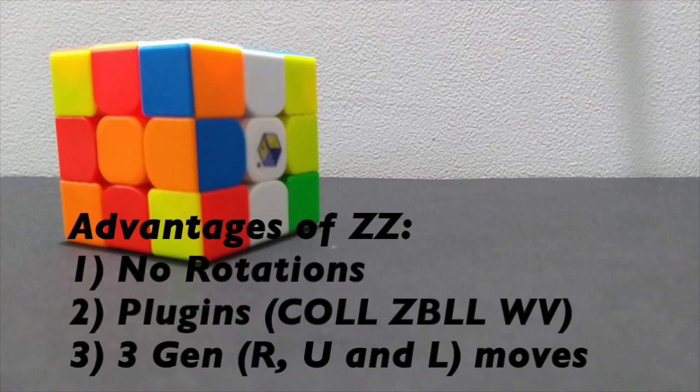Advantages of ZZ. ZZ has no rotations, so no time is wasted by rotating the cube. It is easily compatible with a variety of methods such as COLL, Winter variation, and ZBLL. ZZ is also a 3-gen method, so most of the solve consists of R, U, and L moves.